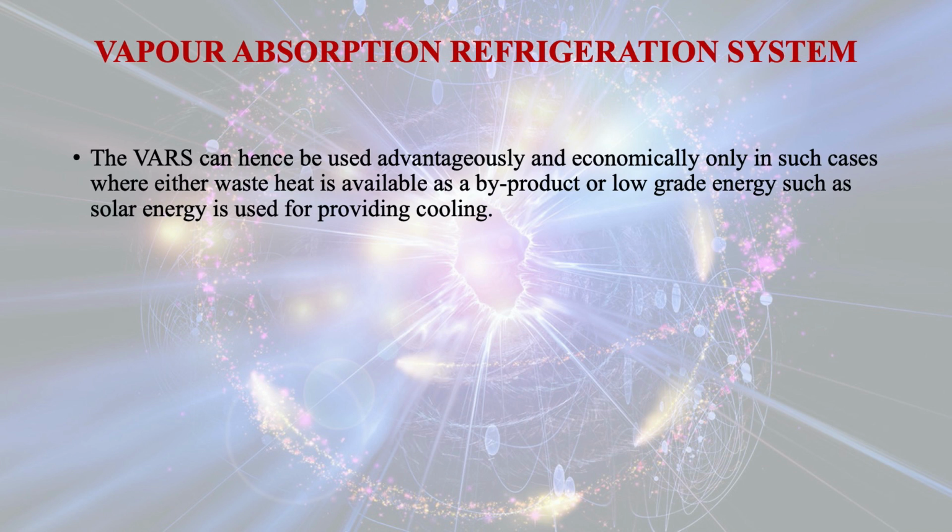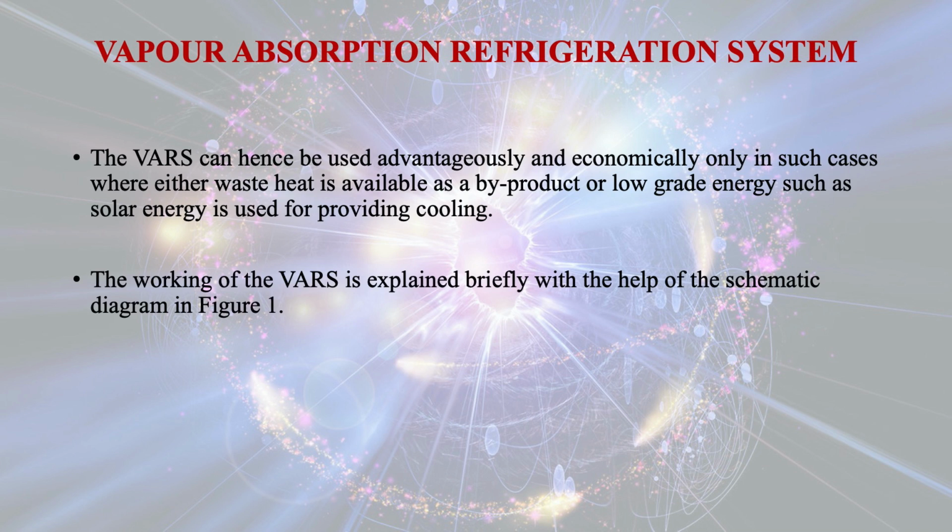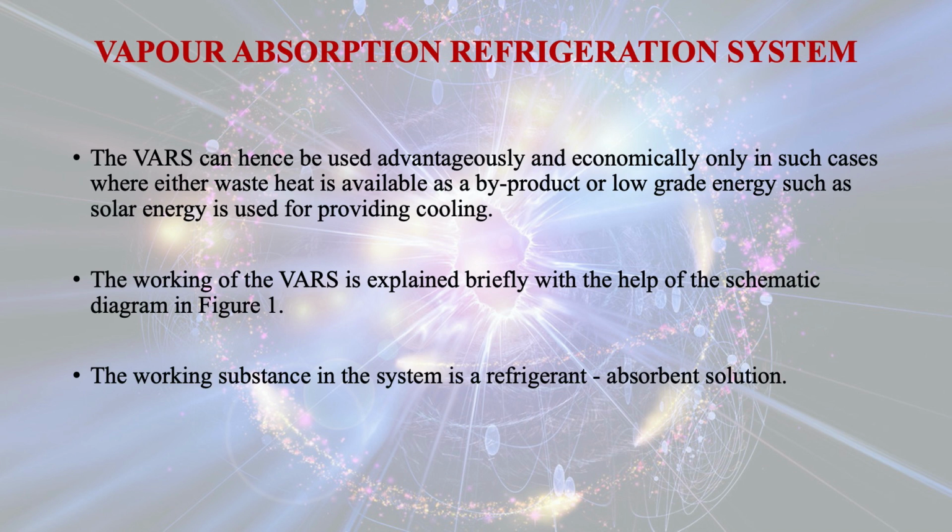The VARS can hence be used advantageously and economically only in such cases where either waste heat is available as a byproduct or low-grade energy such as solar energy is used for providing cooling. The working of the VARS is explained briefly with the help of the schematic diagram in figure 1. The working substance in the system is a refrigerant absorbent solution.